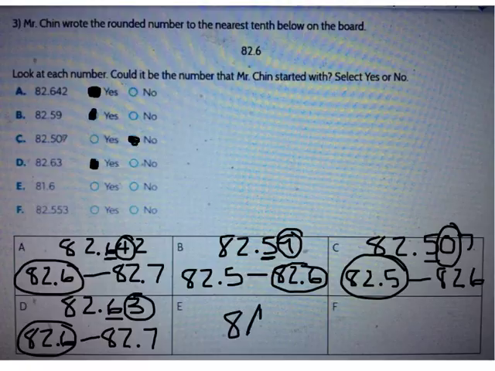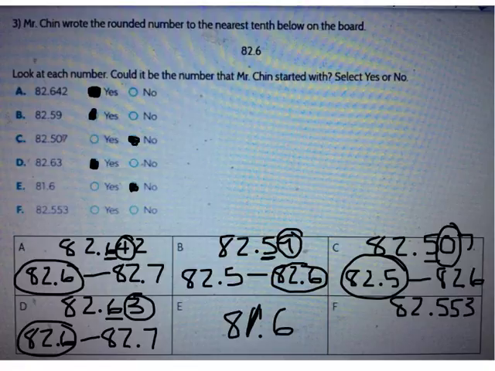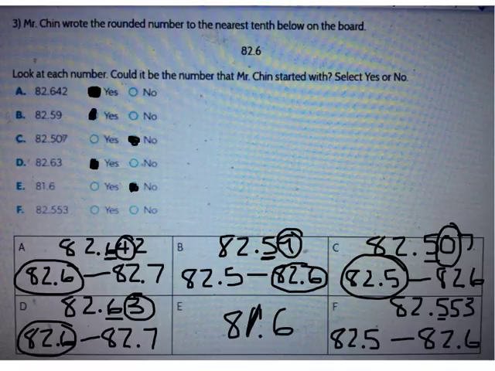81 and 6/10 is already rounded to the tenths place. No, this couldn't have been the original number. Try 82 and 553 thousandths. Could that have been the original number? Well, 5 is in the tenths place, so it's between 82 and 5/10 and 82 and 6/10. 5 in the hundredths place tells me to round up. So yes, this could have been the original number.